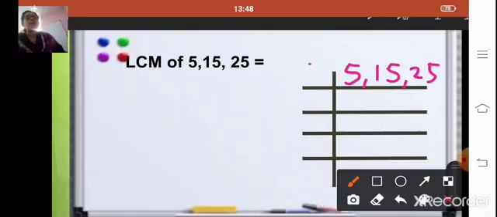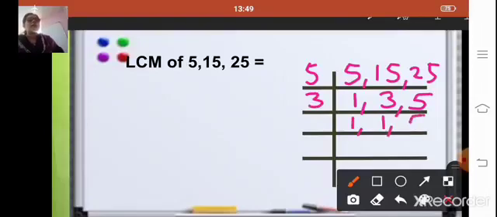Now all these numbers are divisible by 5. So 5 ones are 5, 5 threes are 15, 5 fives are 25. Now let us take this 3. 1 will remain, 3 ones are 3, 5 will remain as it is. The next number 5, 1, 1 and then 5 ones are 5.